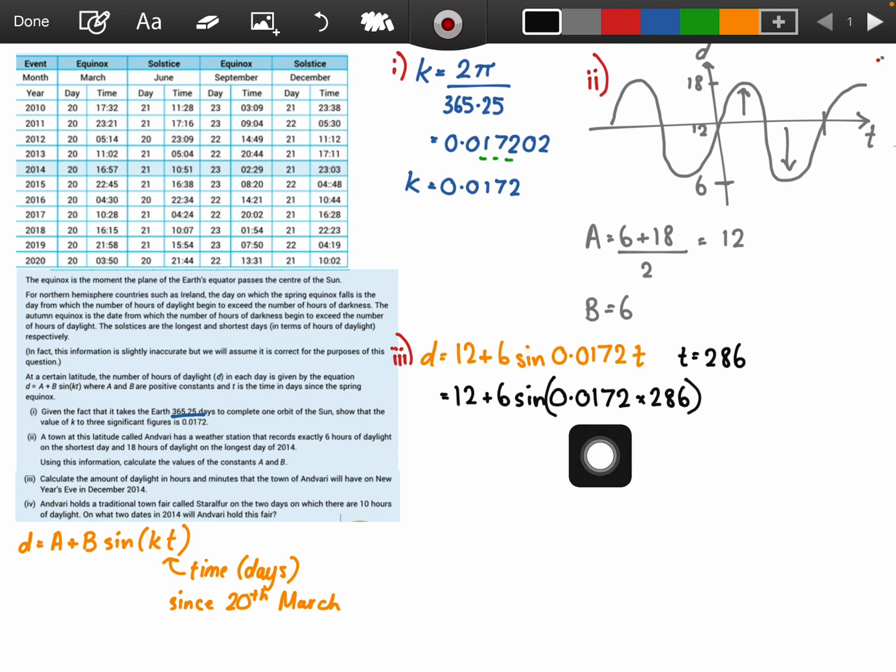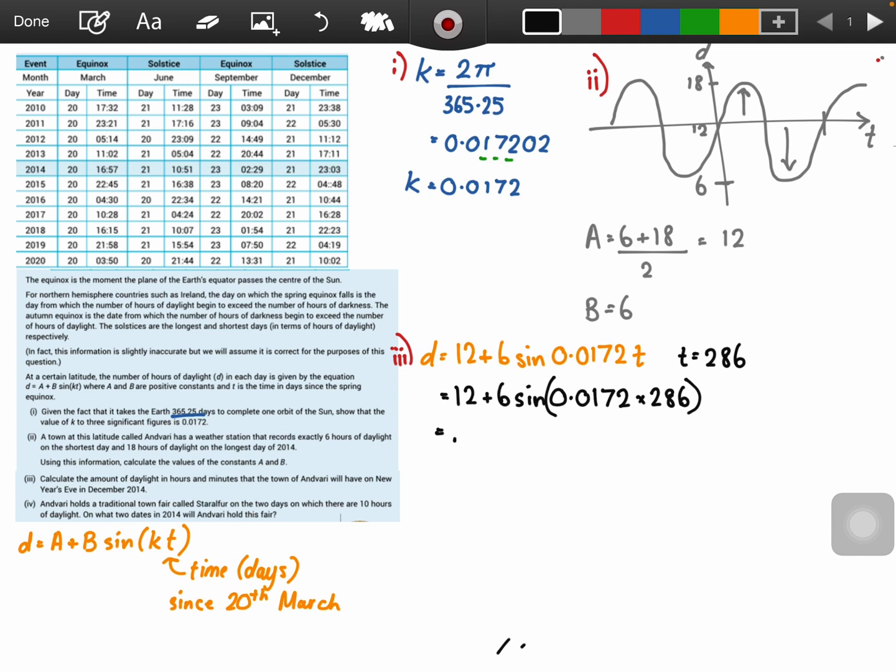I don't want to close the bracket after this in case it thinks that I just want sine of just this. So you can even do this multiplication first and then get sine of that if you want to. Now remember what we said, our calculator has to be in radians because up here I use 2 pi, which is a measurement in radians. So make sure your calculator is in radians when you're getting this. So we have 12 plus 6 sine 0.0172 times 286.